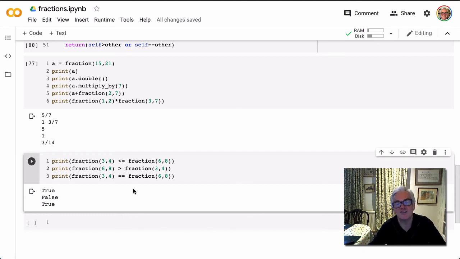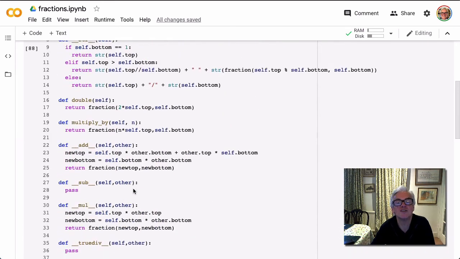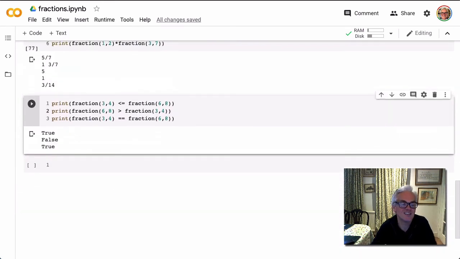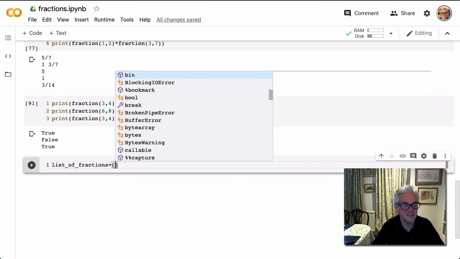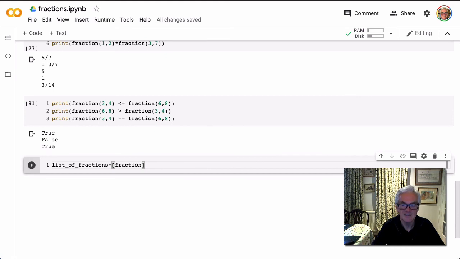Now, the joy of this, once you've defined those comparison operators, you can start doing sort on these things, crazy as that sounds. So I'm going to create a list of fractions here. List of fractions to be equal to, let's make it a list. So I've got fraction 1/2 and fraction 3/4 and fraction, I don't know, 2/7 in there. Okay, so that all looks hunky-dory to me.